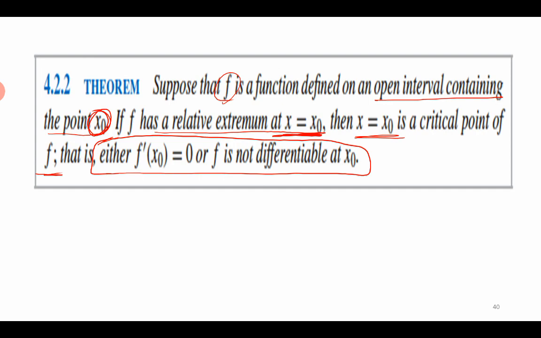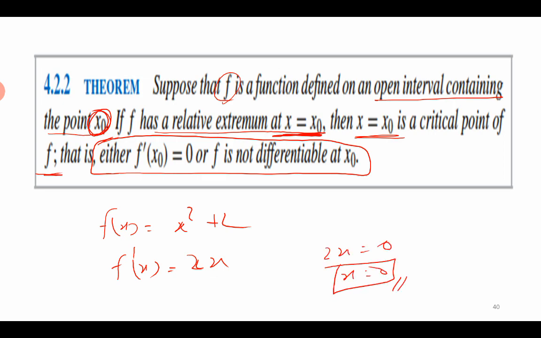If I give you a function f of x equal to x square plus 2, you can find the first derivative, 2x. So the first derivative exists, but it should be 0. You can put 2x equal to 0, then x will be 0, which is the point at which there will be either a maximum or minimum. You can find extrema. So if the first derivative exists, we have to take it as 0 to get the critical point. If the first derivative does not exist, then that point is also a critical point.